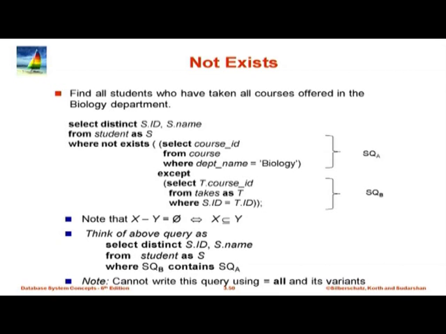Now, this particular query illustrates division. And let me explain the query first before I come back to the term division. The query says, find all students who have taken all courses offered in the biology department. Now, why would we care about all courses offered in the biology department?